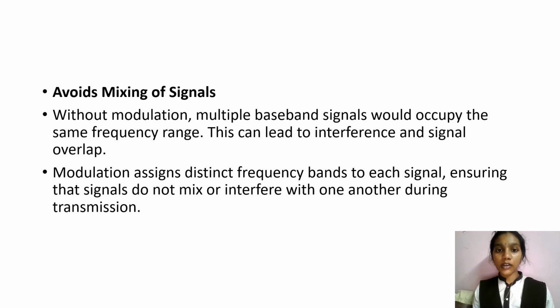Without modulation, multiple baseband signals could occupy the same frequency range. This leads to interference and signal overlapping. Modulation assigns a distinct frequency band to each signal, ensuring that signals do not mix or interfere with one another during transmission.